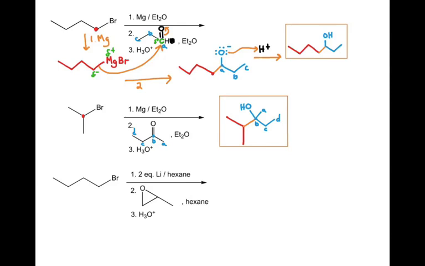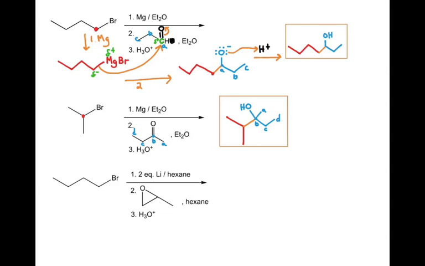Okay? So what you can notice here is when your electrophile is an aldehyde, you get out a secondary alcohol. When your electrophile is a ketone, you get out a tertiary alcohol.